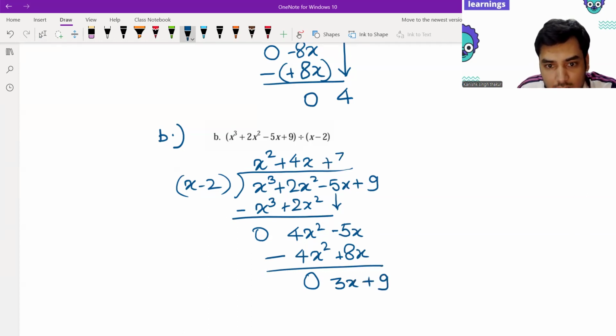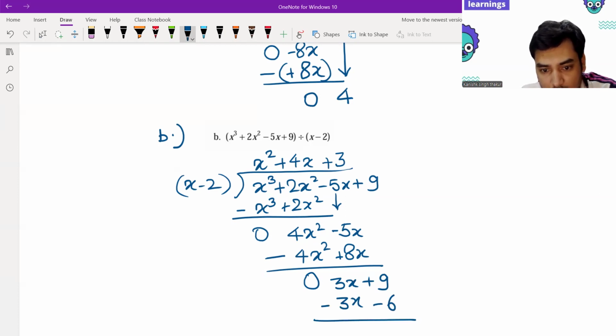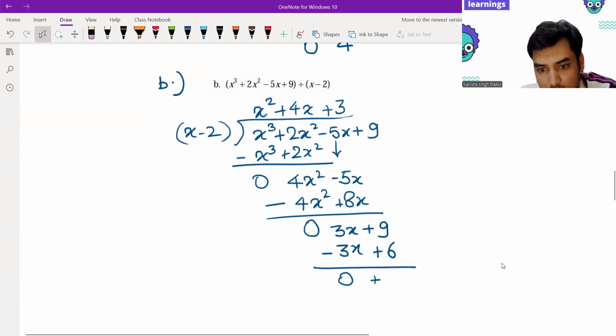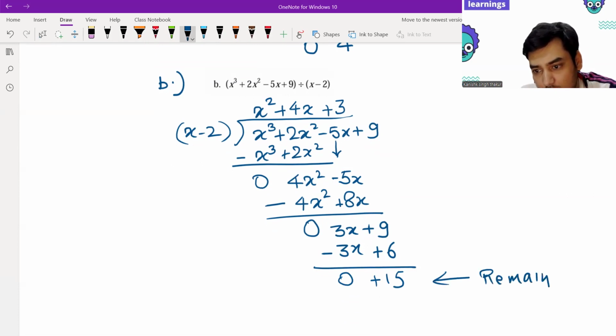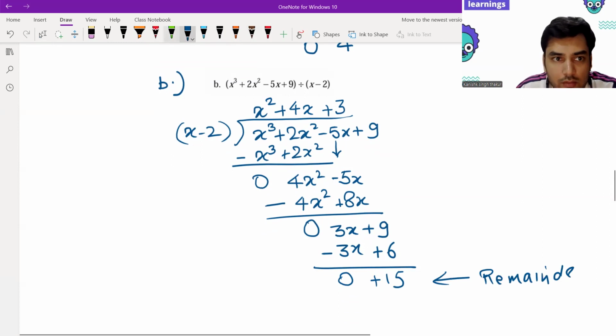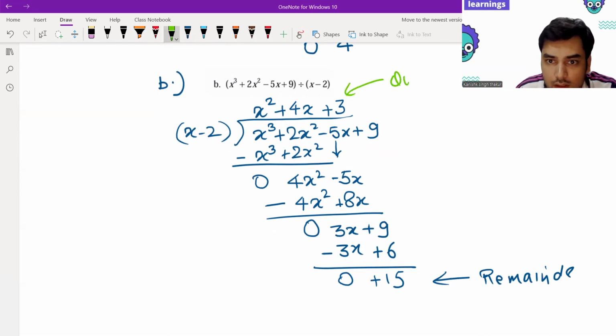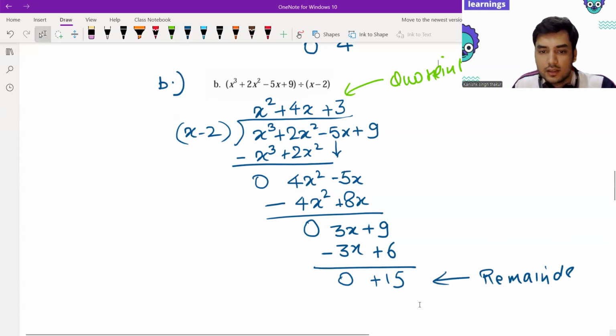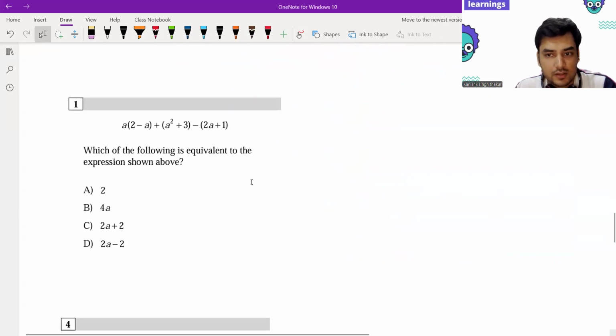Then I'll be multiplying by 3. So I'll get 3x minus 6. Again, I'll multiply by negative sign. So what do I get? 0 plus 15, right? So my remainder here is 15. Okay. And this is what my quotient is. So only I have to worry about the first term and then I have to multiply it with a negative sign. That's it. Okay. Now let's go ahead and do some questions here.